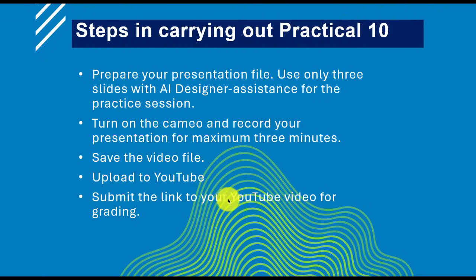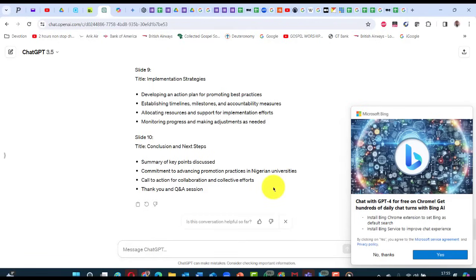See how YouTube has been spelled. I kept repeating this. U, capital Y, T, tube, capital T, and it's one word, not you and then tube. YouTube. So submit a link to your YouTube video for grading. So let me go and show you how that is done.